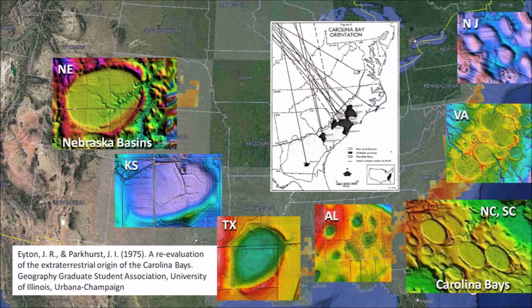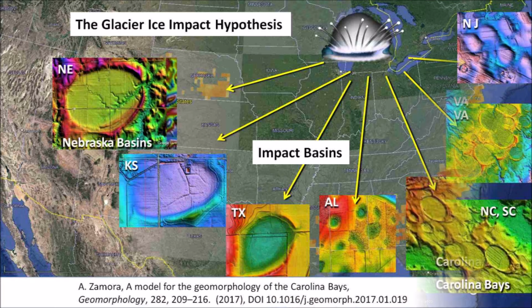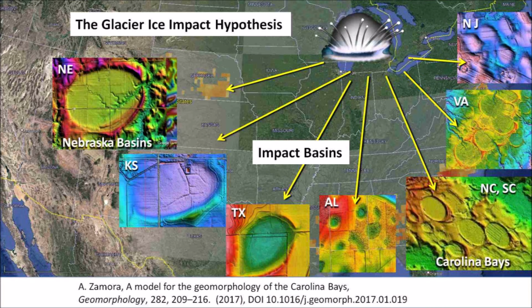In 1975, Ayton and Parkhurst pointed out that the Carolina Bays display radial alignment with an apparent focus in southern Ohio or Indiana. This conclusion was based only on analysis of aerial views before LiDAR was available. The Nebraska rainwater basins were discovered in 1994, and their similarity to the Carolina Bays was recognized in 2001. This made it possible to triangulate the convergence point of the bays in Lake Michigan and Saginaw Bay.